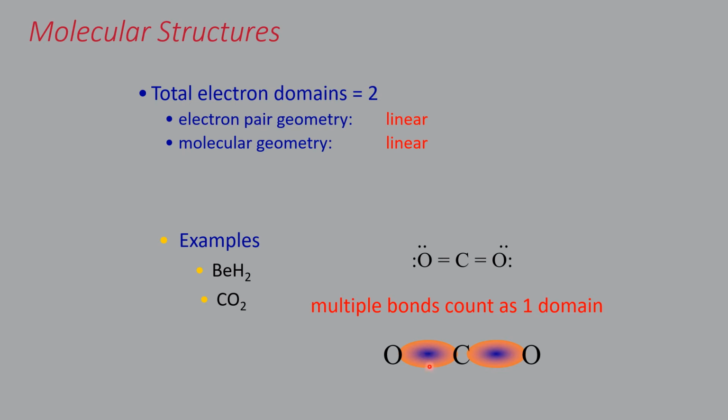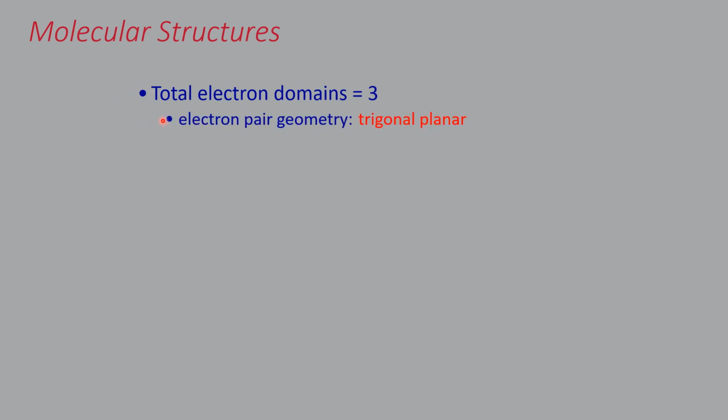All right, so that's linear. Those are the only possibilities if you have 2 sets of electrons. The next possibility is if you have 3 electron domains. The electron domain geometry is the trigonal planar structure that we just talked about. And for the molecular geometry, you actually have a couple of possibilities.